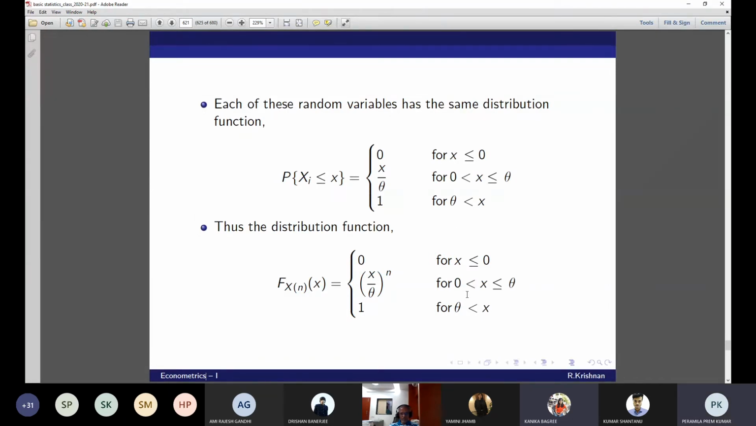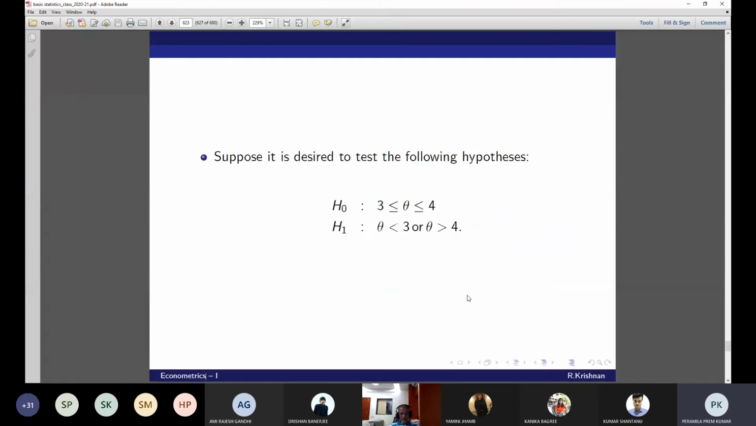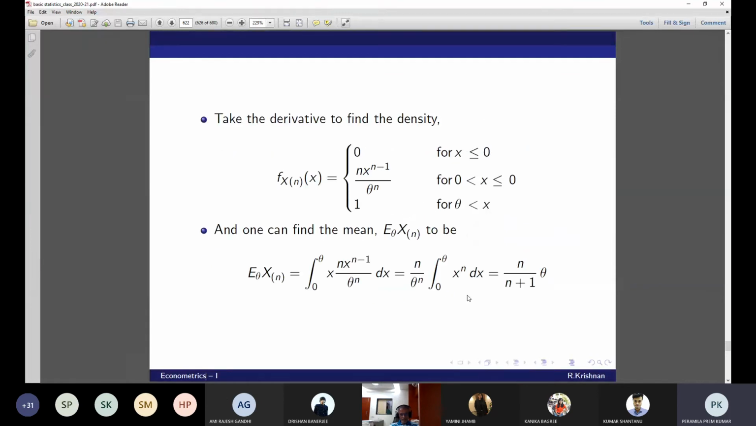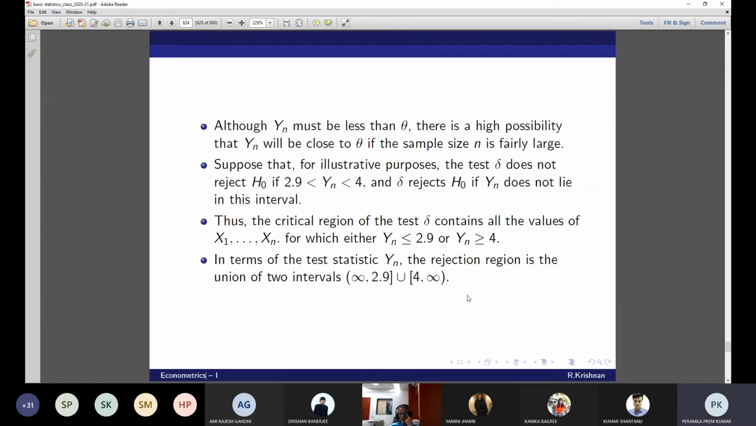In a particular experiment, it is possible that you will get a value greater than theta. Sir, in this case of uniform distribution, if we have defined the uniform distribution's domain to be 0 to theta, then you would get all the samples from that. Yes. Okay, can you now move on?